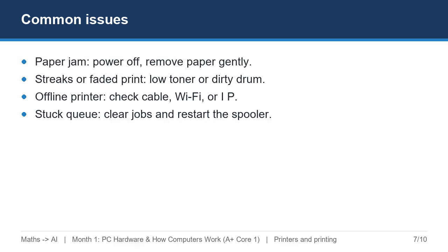Now the everyday faults. For a paper jam, power off and gently remove the paper in the direction it was traveling. Streaks or faded print usually mean low or faulty toner, or a dirty drum. An offline printer means Windows can't reach it, so check the cable, Wi-Fi, or IP address. And a stuck queue, where nothing prints, is fixed by clearing the jobs and restarting the spooler.